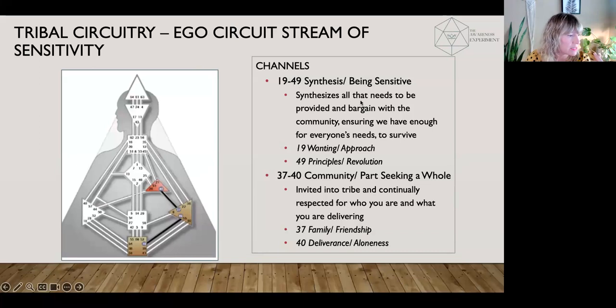Okay, so it synthesizes all that needs to be provided and bargains with the community, ensuring we have enough for everyone's needs to survive. So I'll read, let's see. And okay, so this comes with a bargain.